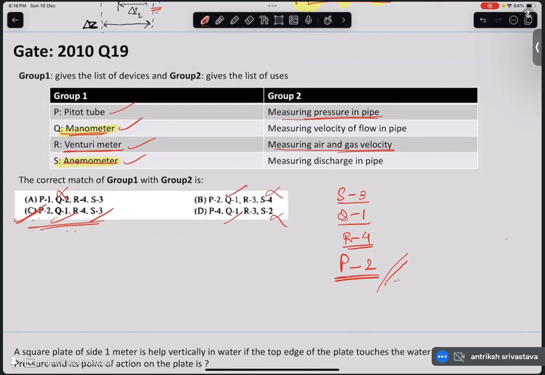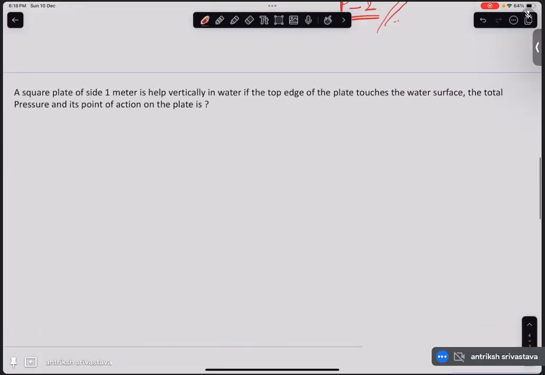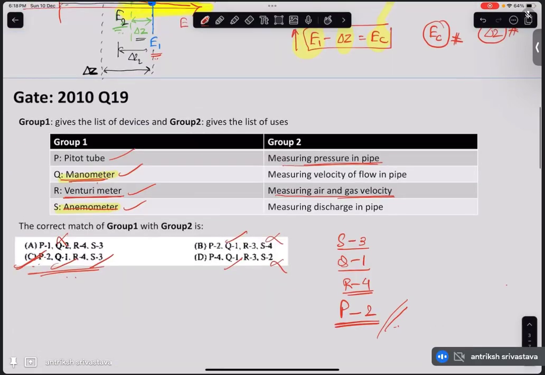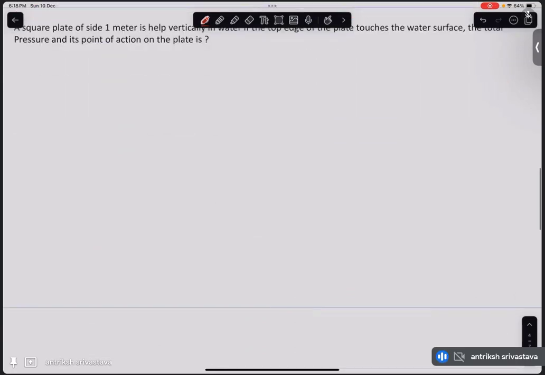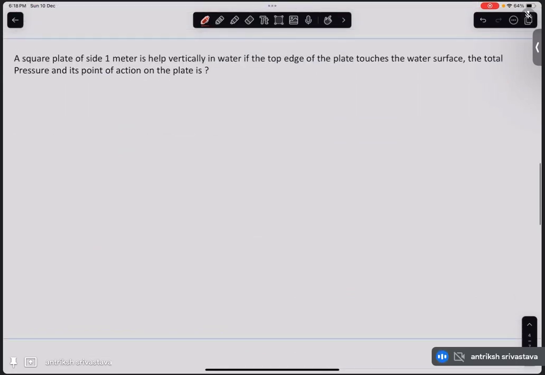All right. I hope you also understand that we don't need to know everything to solve questions in GATE. Competitive exams don't work like that. You have to use some kind of trick. All right. So that's all for the quota questions. Now let's look at some other questions.